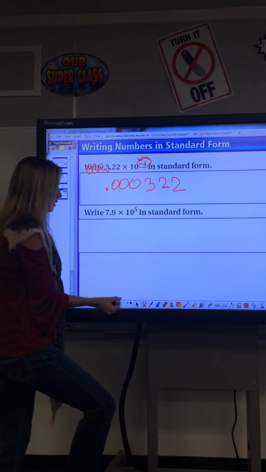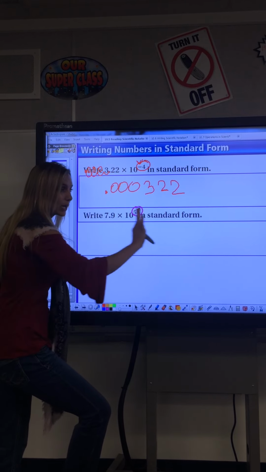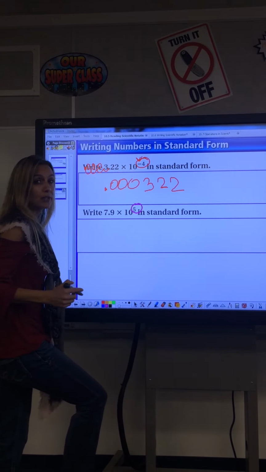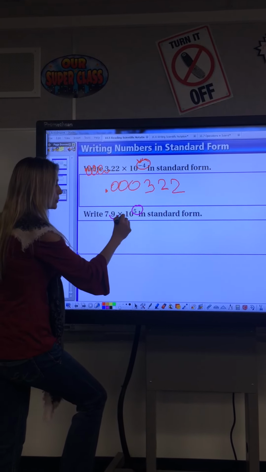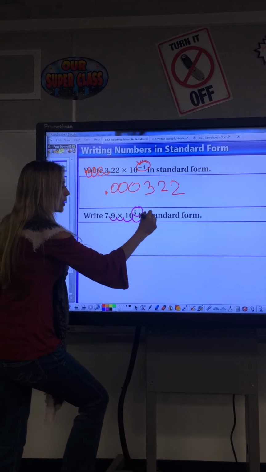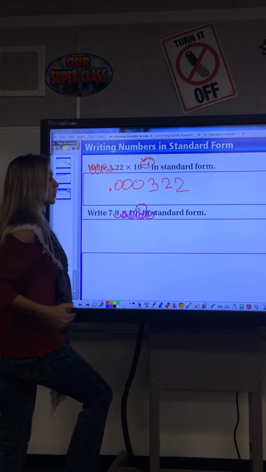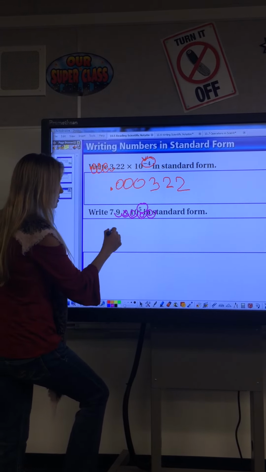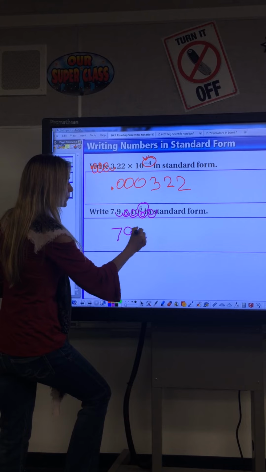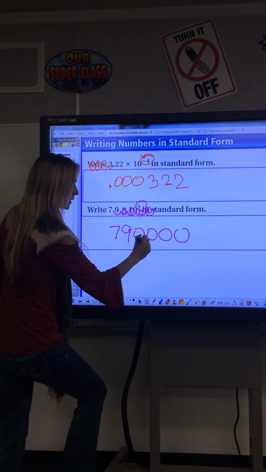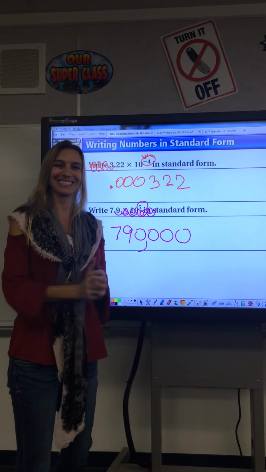This exponent in here is positive. I am going to move my decimal point for that reason to the right. And how many times? 5 times. So I'm going to take this decimal point and I go 1, 2, 3, 4, 5. And every hole I see will get filled in with zeros. So my answer is 7, 9, and how many zeros? 1, 2, 3, 4. $790,000. Sounds good?